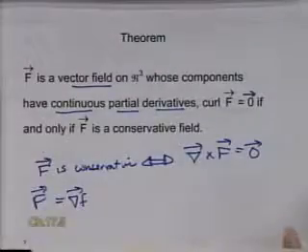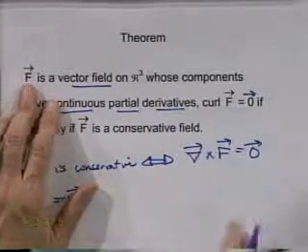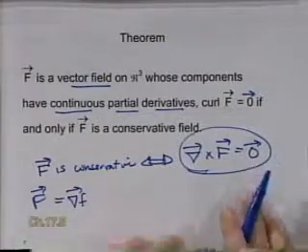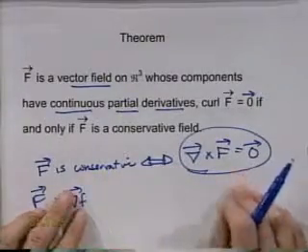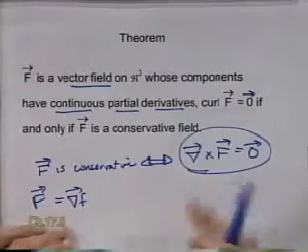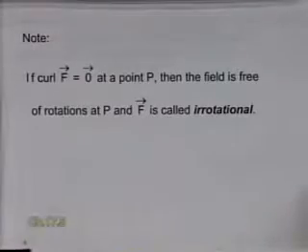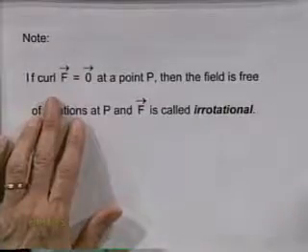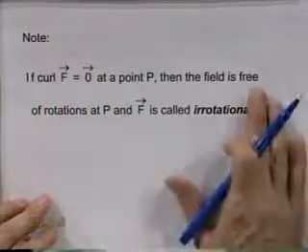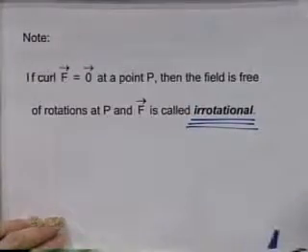All right? So now, if I have a vector function and I'm thinking, oh, I wonder if it's worth my while trying to see if it has a potential, if there's this scalar function, we now know that if the curl is 0, then it's worth my while. If the curl's not equal to 0, then it doesn't have a potential. So there won't be a little scalar function f for which I can take its gradient and have that equal to the original function F. So note, if the curl of F is 0 at a point P, then the field is free of rotations at P, and F is called irrotational. It means I'm not curling.